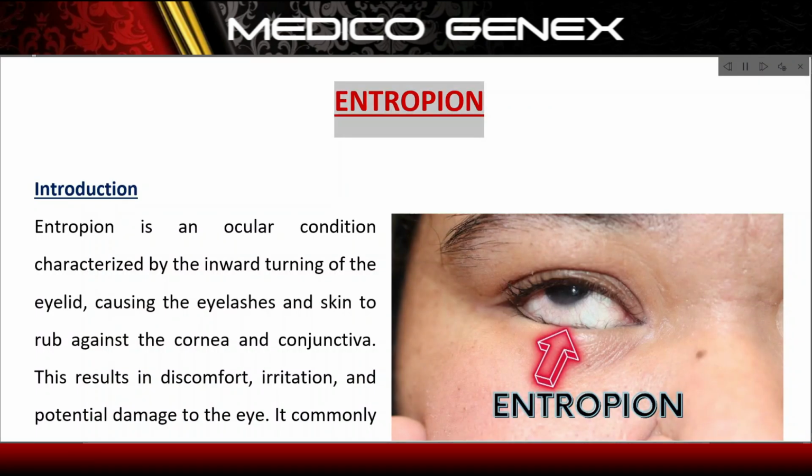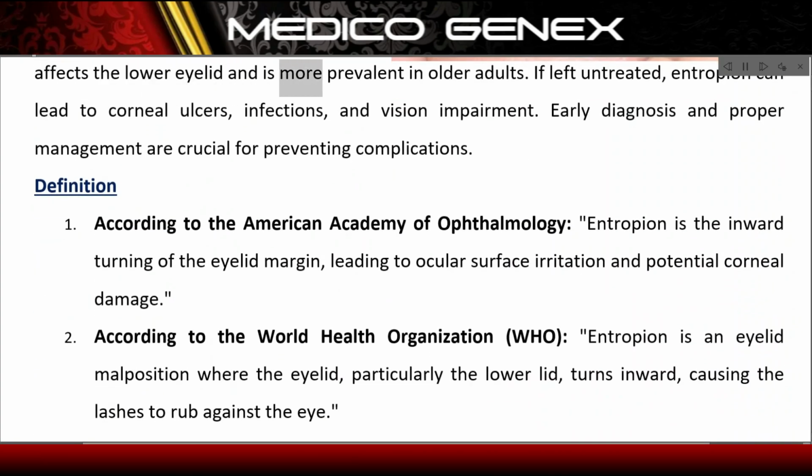Entropion. Introduction. Entropion is an ocular condition characterized by the inward turning of the eyelid, causing the eyelashes and skin to rub against the cornea and conjunctiva. This results in discomfort, irritation, and potential damage to the eye. It commonly affects the lower eyelid and is more prevalent in older adults. If left untreated, entropion can lead to corneal ulcers, infections, and vision impairment. Early diagnosis and proper management are crucial for preventing complications.